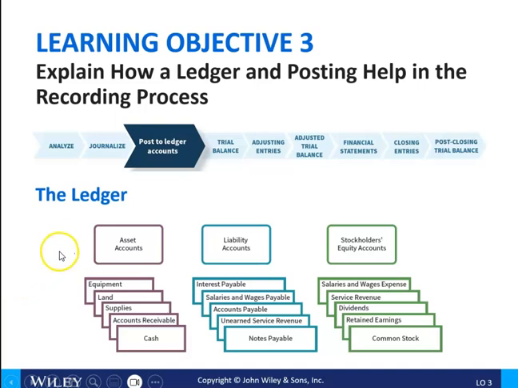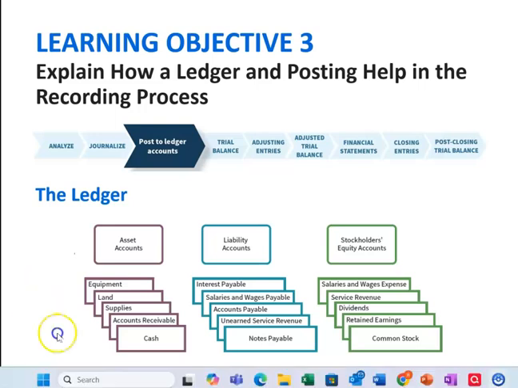Next, we'll talk about posting to the ledger. Okay, we analyze transactions, we journalize them, now we're going to post them to the ledger. We have asset accounts, we have liability accounts, we have stockholders' equity accounts. Okay, so we'll learn and look at how that works as we post to the ledger.